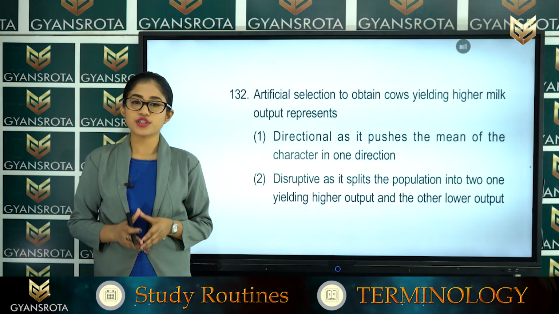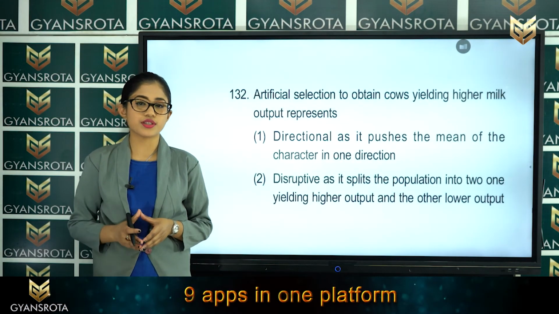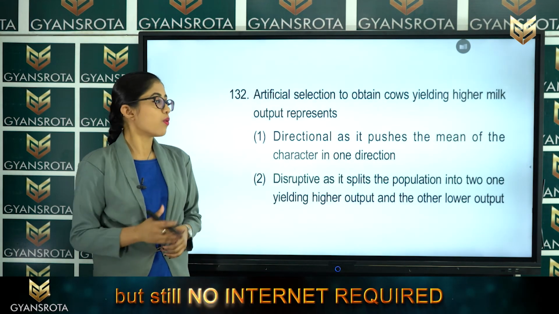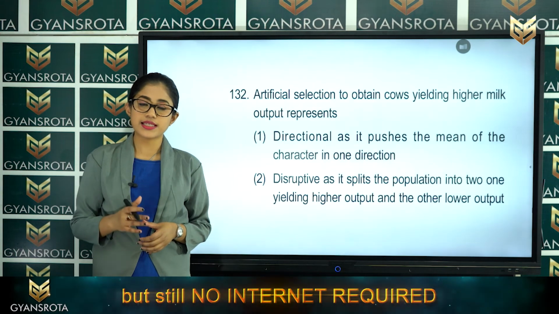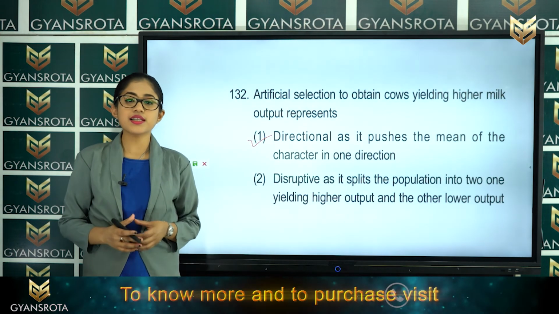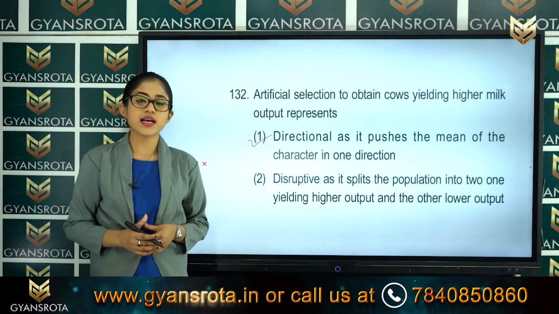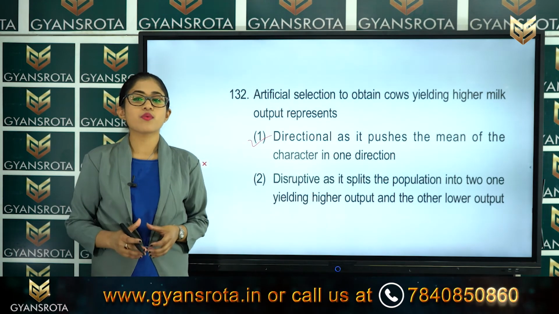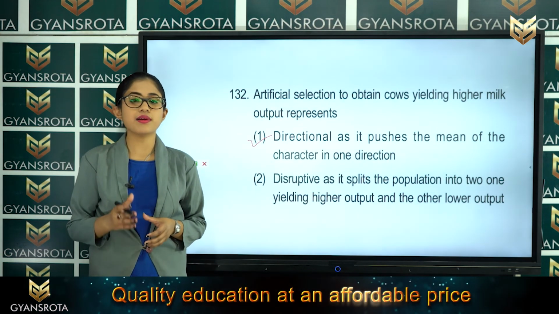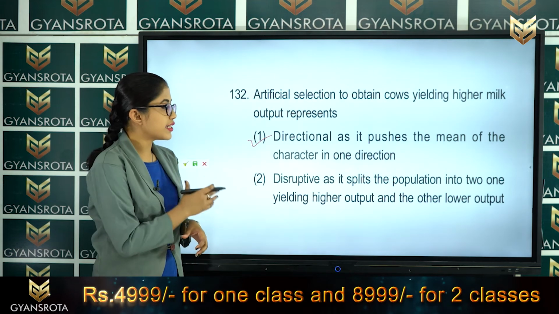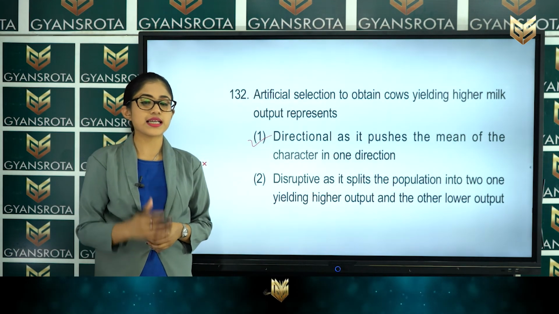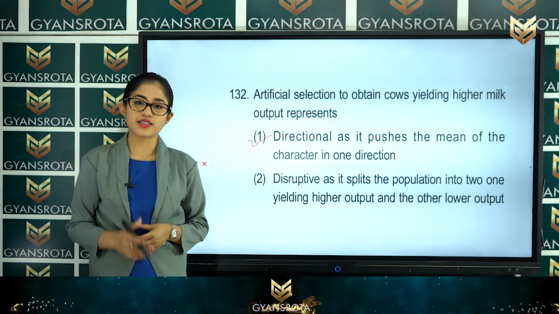This question has been given from the chapter Evolution. There we have discussed this disruptive and stabilizing curve. So what is the correct answer of this question? That is option number 1. It states directional, as it pushes the mean of the characters in one direction. So while artificially selecting to obtain cows which can yield higher milk output, it represents directional selection, as it pushes the mean of the characters in one direction. So that is the correct answer. Now let's move on to the next question.